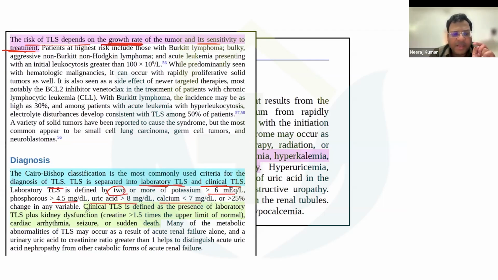But to define a clinical TLS, it is defined by the presence of laboratory TLS plus at least one of kidney function impairment, and so on. How will you know that the patient has impaired kidney function? If the baseline creatinine is rising to more than 1.5 times the upper limit of normal, or the patient has a second point, cardiac arrhythmia, the third point, seizure, or the fourth point, sudden death. That is the last option for this TLS.